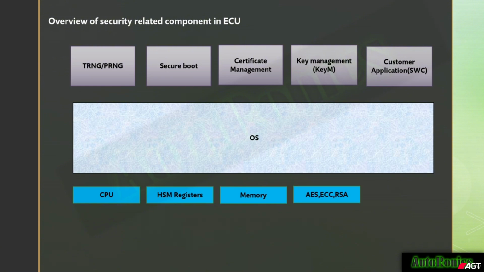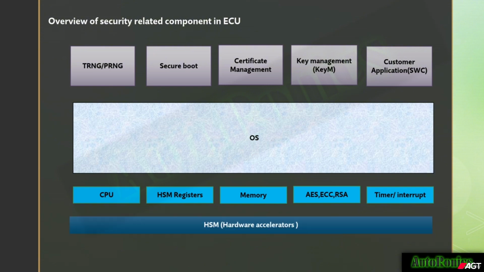And then the algorithm which we use can be symmetric or asymmetric, like AES for symmetric and ECC or RSA for asymmetric. And the timer and interrupt module is used to configure the timer and interrupt for cryptographic operations, and the hardware accelerators are used to perform the main cryptography functions. So these are all the major components which will be present in an ECU.